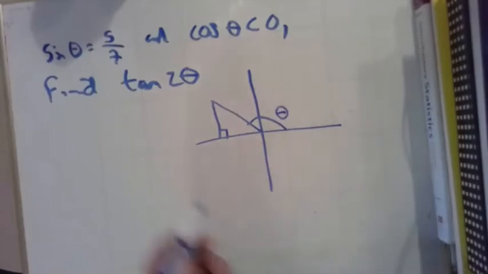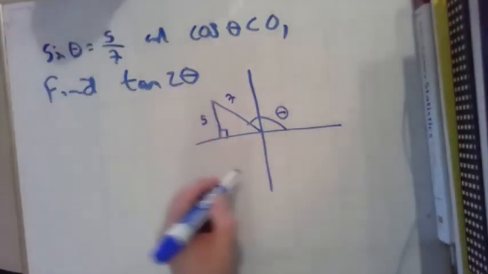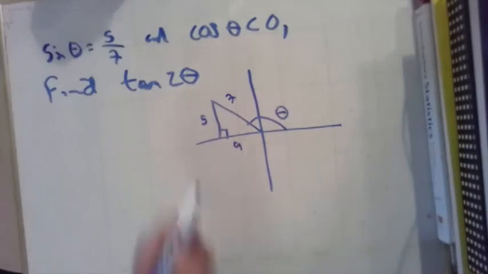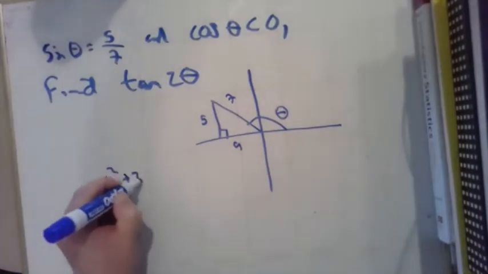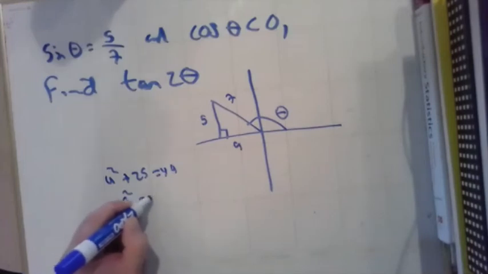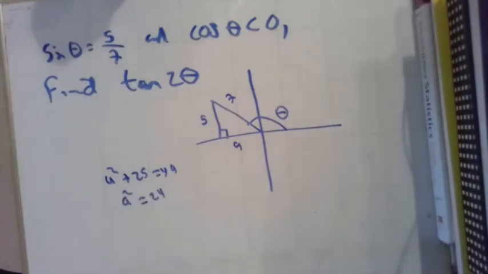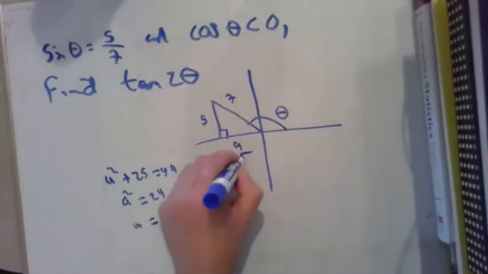Draw the triangle, opposite over hypotenuse. Use Pythagorean to find the third side. It's called A here. So A squared plus 25 should be 49. A squared would be 24. So A is the square root of 24. Just leave it like that.